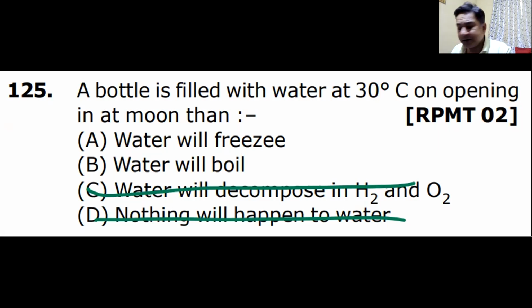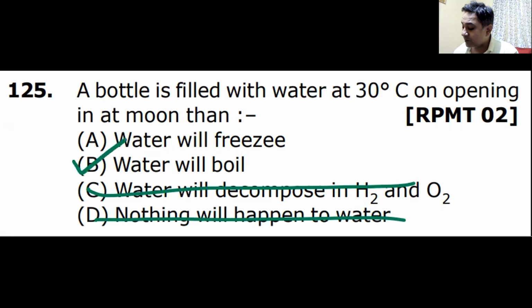Then what? Remember, when you decrease the pressure, the boiling point comes down. Do we understand this? So normally, at atmospheric pressure, water boils at 100 degrees Celsius. But if I want to boil water at a lower temperature, what do I do? I decrease the pressure. If I decrease the pressure, the boiling point of the water comes down.